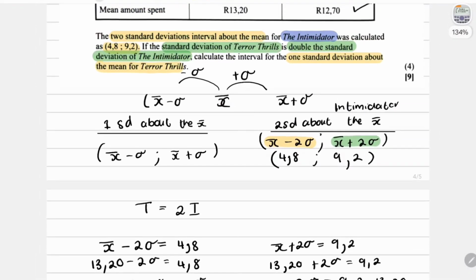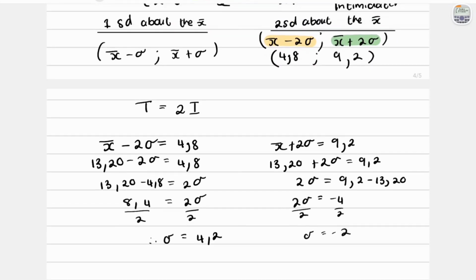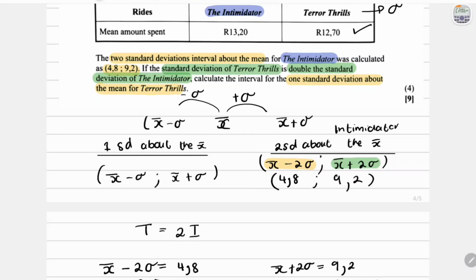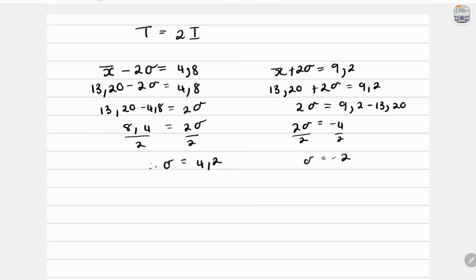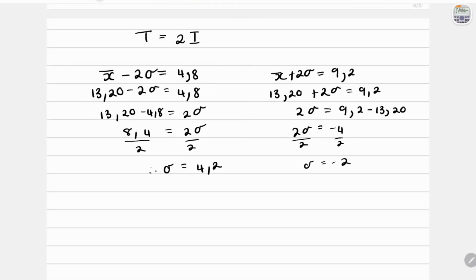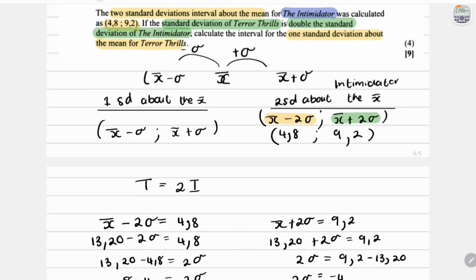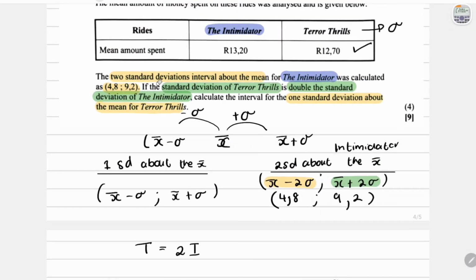So there might be a mistake in this question, because they didn't really ask us to find out whether this was the interval. They told us to find one standard deviation about the mean for tetradrals. So I think this might have been an error, maybe, but you would still have to do this to show them that you are using the information that they gave you to find what they asked you to find.